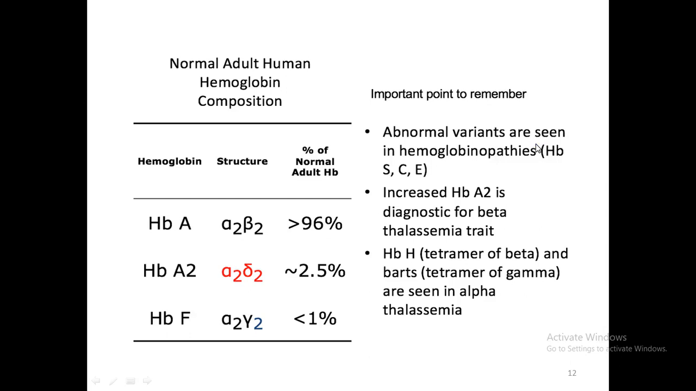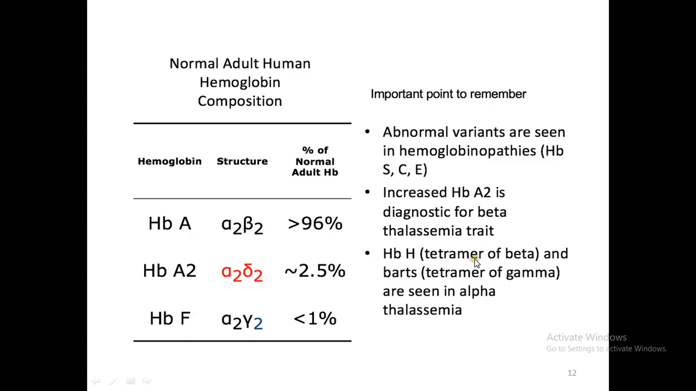That is the normal pattern of hemoglobin. But we do find abnormal variants also, which are seen in the hemoglobinopathies, which we have just discussed: hemoglobin S, hemoglobin C, hemoglobin E, and there are many other types. Increased hemoglobin A2 is diagnostic for beta thalassemia trait, where we find an excess of this type of hemoglobin. And what is the reason for that? The reason is a lack of the synthesis of beta chains. So we find more of delta chains taking up their place.